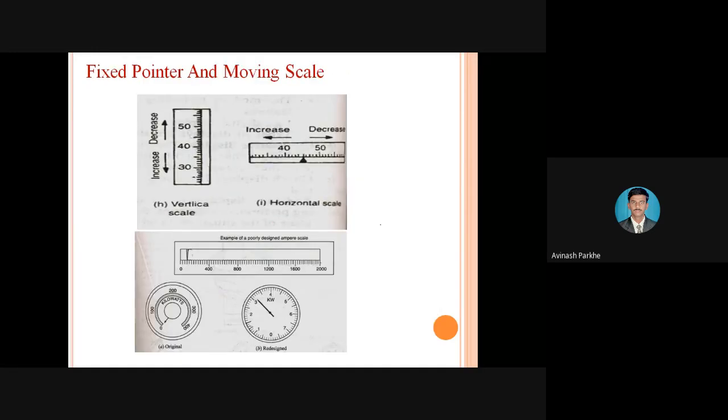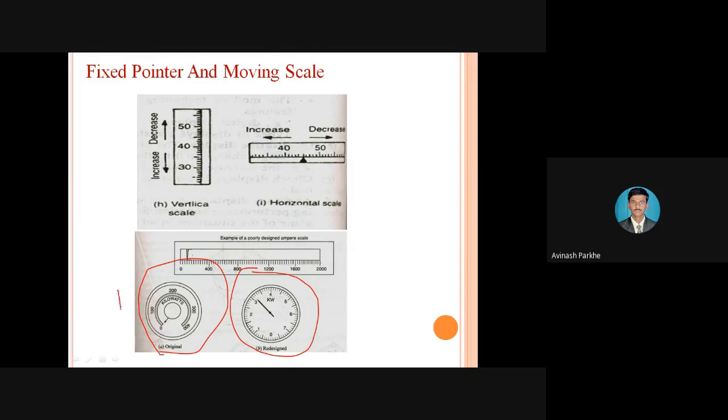And then these are again some examples, where your scale can be represented as a vertical scale, or maybe as a horizontal scale. Again, some additional figures are also given at the bottom side. So here, this is a circular scale. This is again another circular scale, which is to be designed. This is the original figure and this is the redesigned figure.